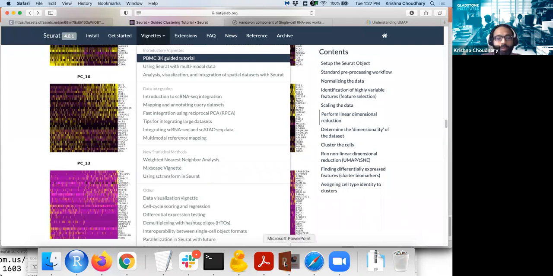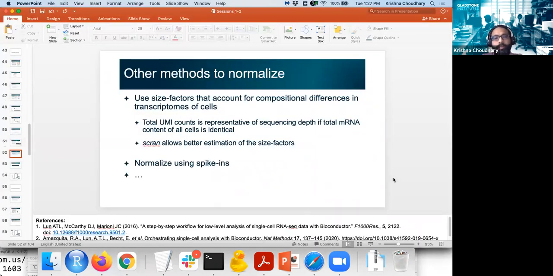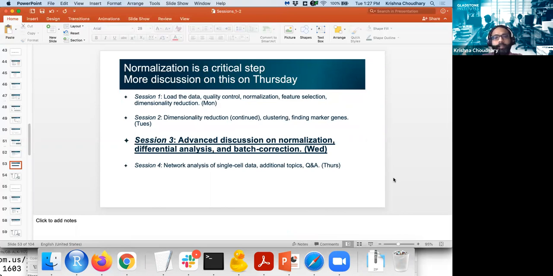Any questions regarding normalization? We kind of went a little bit fast on that topic yesterday. So I just want to give you all an opportunity if you have any question on that. There will be more discussion on this on Wednesday, including with differential analysis and batch correction. So you can also ask your questions then, which is tomorrow.